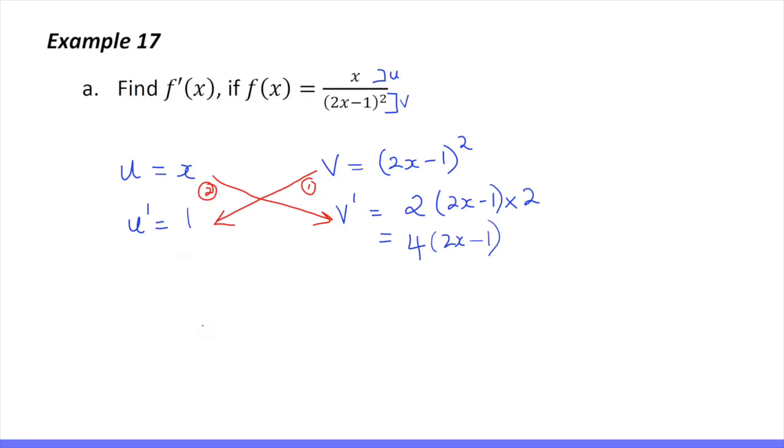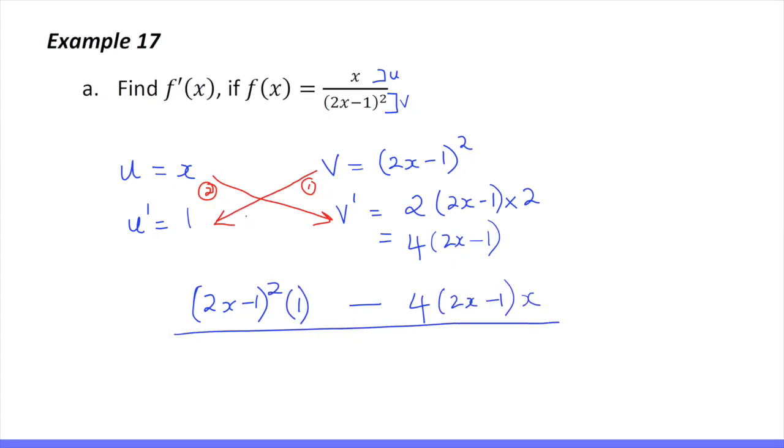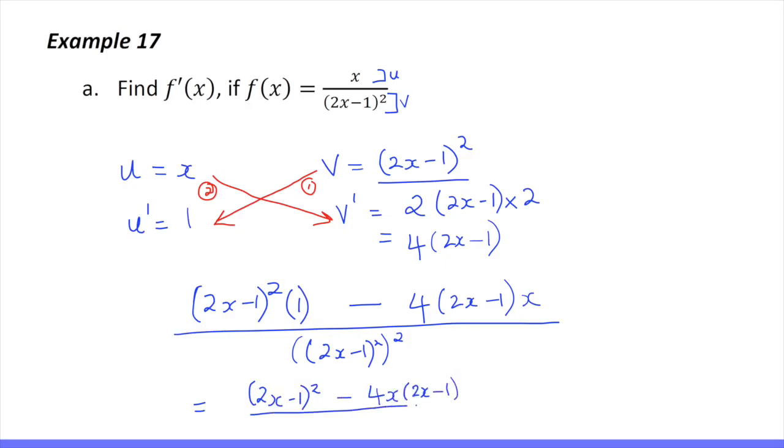All right, so it's vu dash, so that's (2x minus 1) all squared multiplied by 1 minus, now it's uv dash, so 2(2x minus 1) times x, and that's all divided by v squared. So v squared is this, just my original function, (2x minus 1) squared, all squared. And now I'm just going to simplify this, so (2x minus 1) all squared minus 4x(2x minus 1) all on (2x minus 1) to the power of 4. Do not expand this denominator, just leave it as it is.